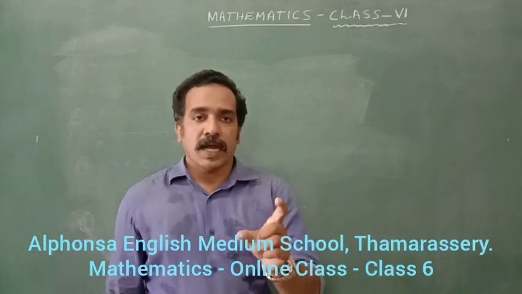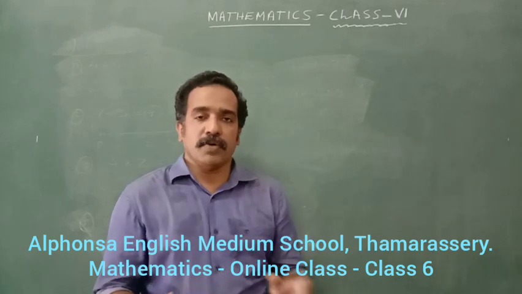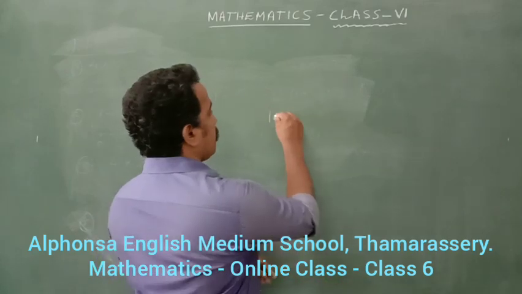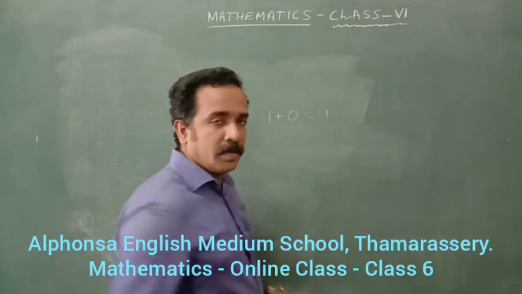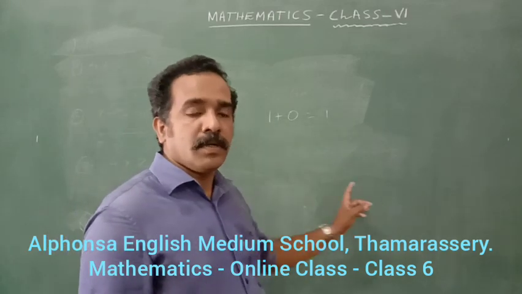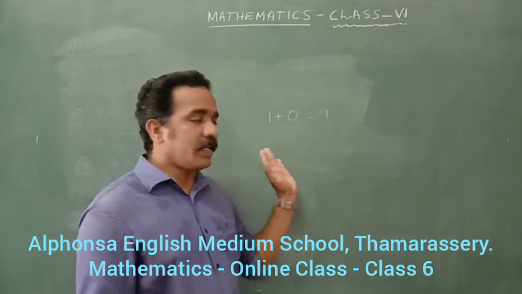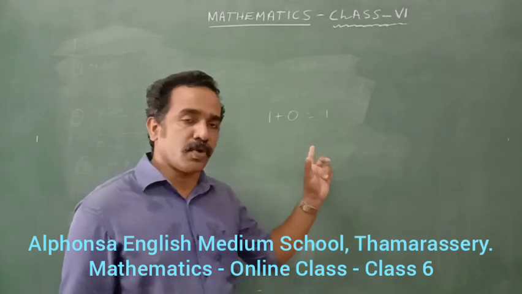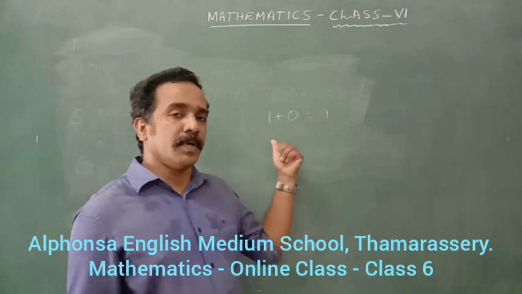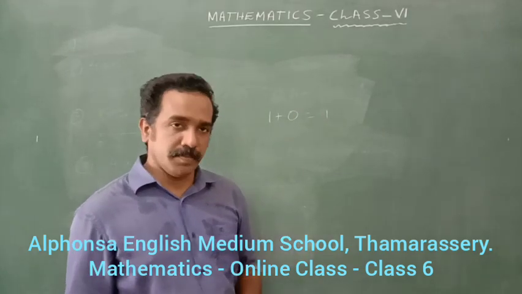Zero is the additive identity, because whenever we add zero to any whole number, the answer remains the same. 1 plus 0 is equal to 1. Isn't it? And when you multiply 0 with any number, the product will be 0. That also you know. That is the property of 0. And 0 is also called the additive identity because when you add 0 to any number, the identity of that number will not change. That number remains the same.